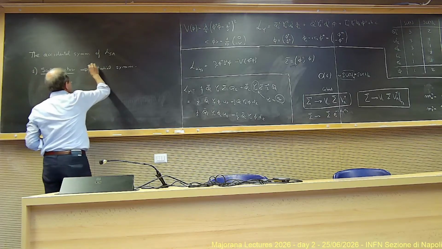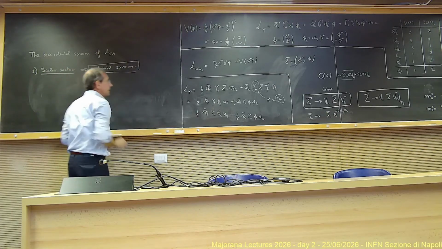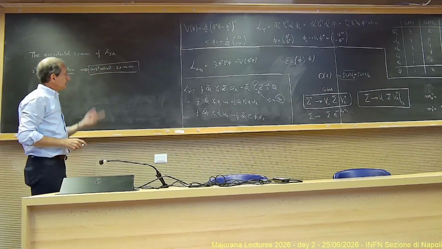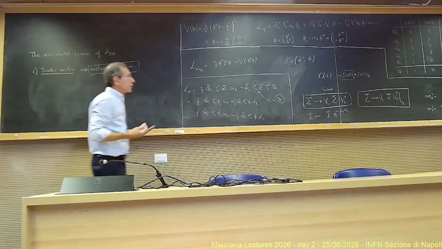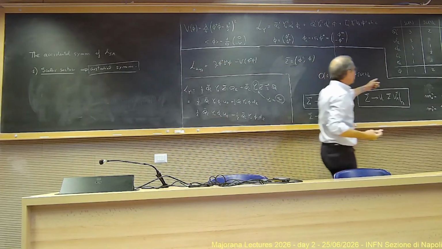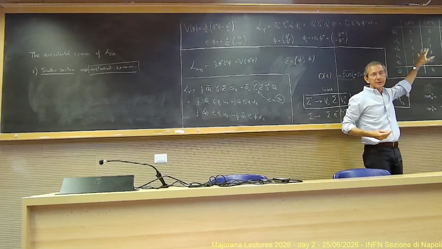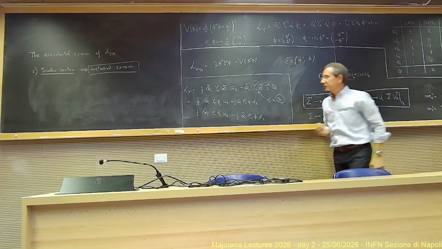Okay, so we've seen this nice symmetry of the scalar sector. The scalar sector is easy. It's only this, nothing else. The fermion sector is much more interesting, and not by chance, because here we have only one scalar and we have 15 fermions. So clearly there are many more symmetries related to the fermions.